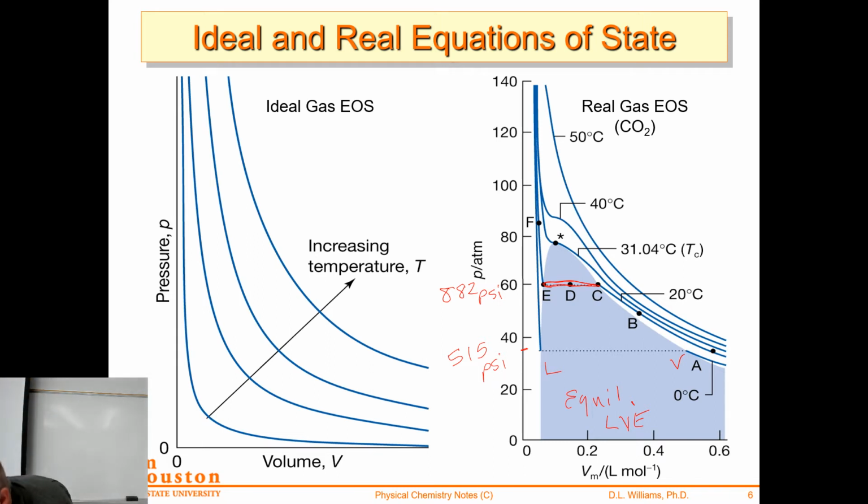Above 31.04, you don't have any liquid CO2. So this is the critical temperature. This little star here is the critical point. You have a critical pressure and a critical volume. And notice above that, there's no blue region. And so at 40 degrees C, you just have this isotherm.